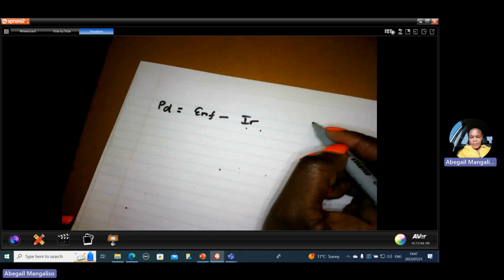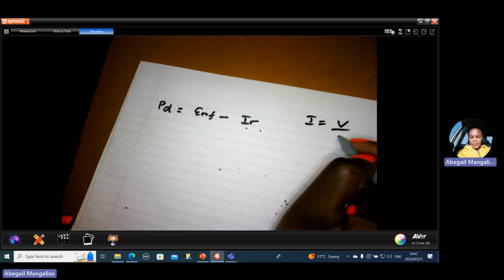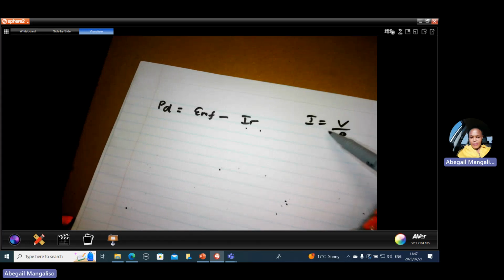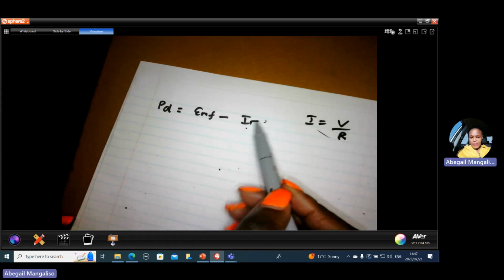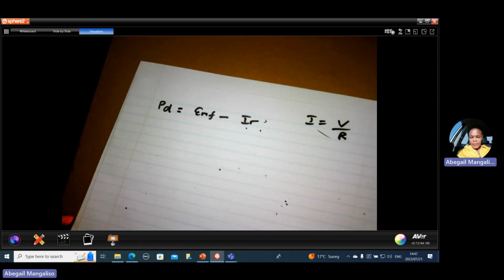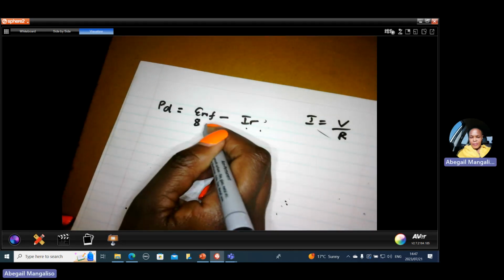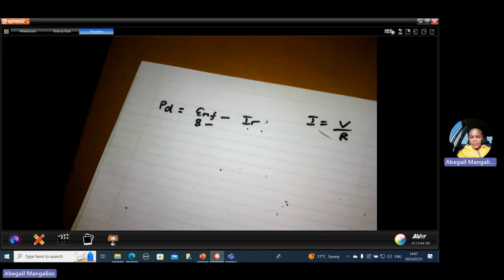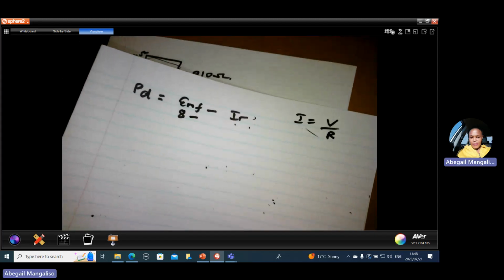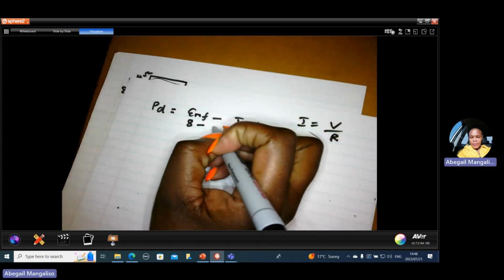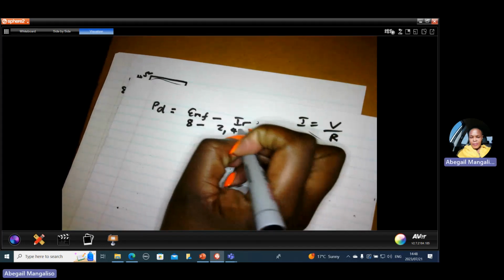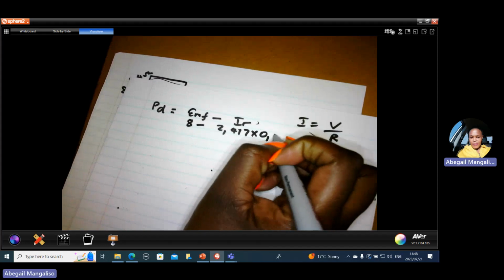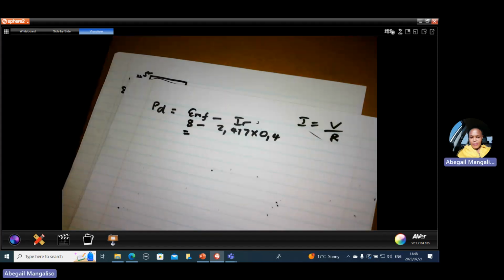Ir is voltage. Ohm's law is I equal to V over R. So when you make voltage the subject, it is IR. Small letter r is for the internal resistance. EMF is given as 8 minus the total current, which is the current of the battery, that we calculated last. The current of the battery is 2.417. So it is 2.417 multiplied by 0.4. Then we can calculate the potential difference across the battery.